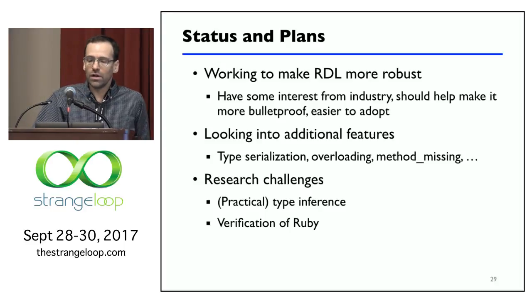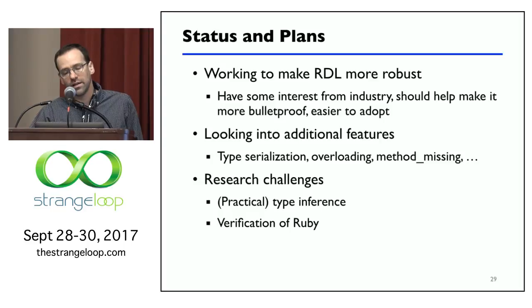All right, so that's most of what I wanted to tell you. Let me give you a quick status report. So we're working on making this a more robust type system. We've gotten some interest from industry, and we're getting some pull requests on it, so that should help make it more bulletproof and easier to adopt, I hope. We're looking into additional features, like being able to serialize that type database so that you can do more stuff online. I can envision implementing some actual overloading with it, which might be fun, and better handling of certain features of Ruby like method missing.